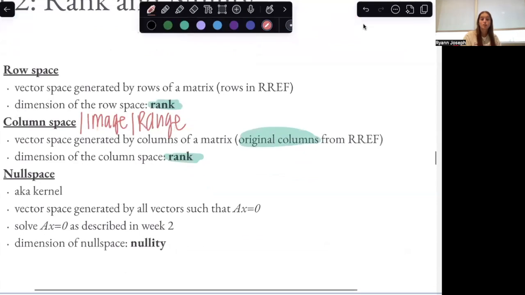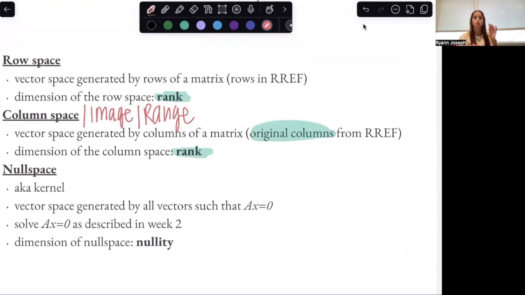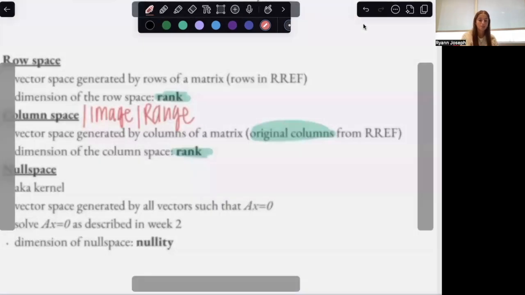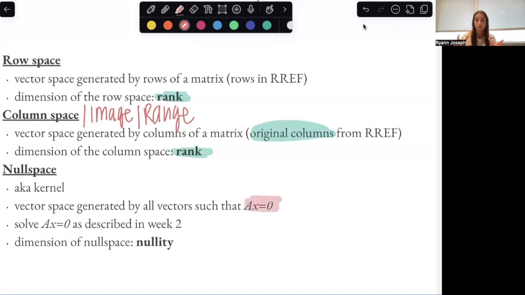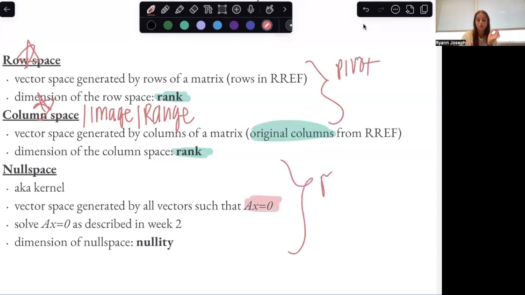The null space is something we've talked about a bunch already. We talked about the null space, the kernel, the homogeneous solution. It's a vector space, and it's generated by all the vectors that set this expression Ax equal to 0. So all of the x's that make this true. We've practiced this before. We solve the system Ax equals 0 as described in 2, and then we can make the column vectors that we find, which are associated with the free variables. Remember, the row space and column space are associated with the pivot variables, and the null space is associated with the free variables.